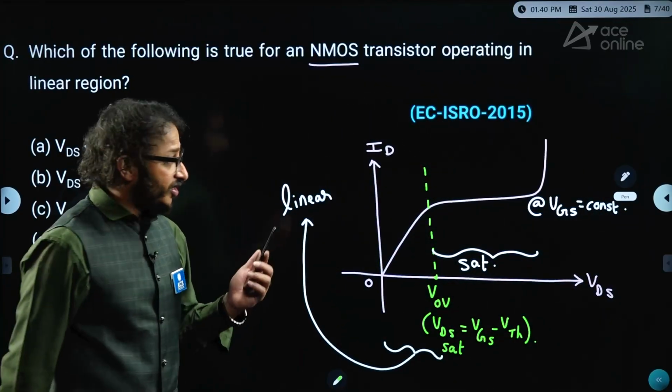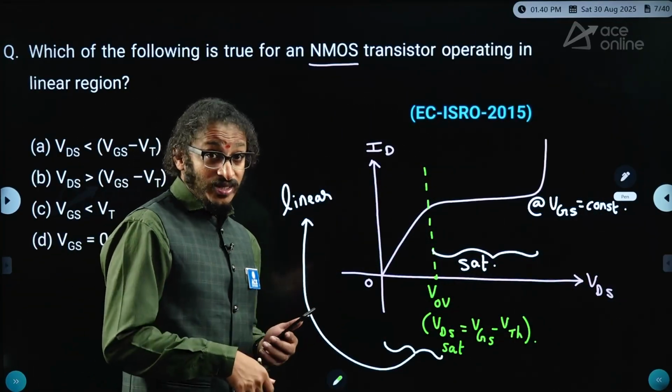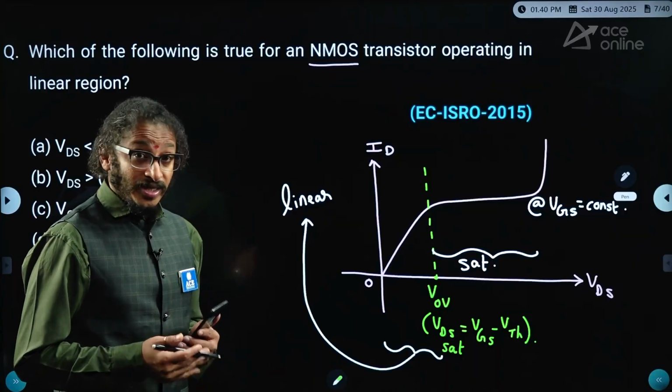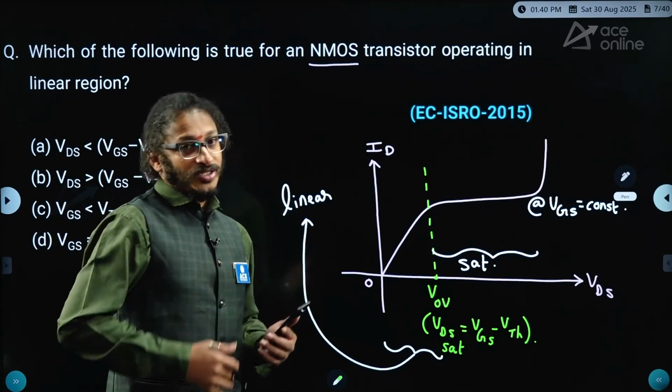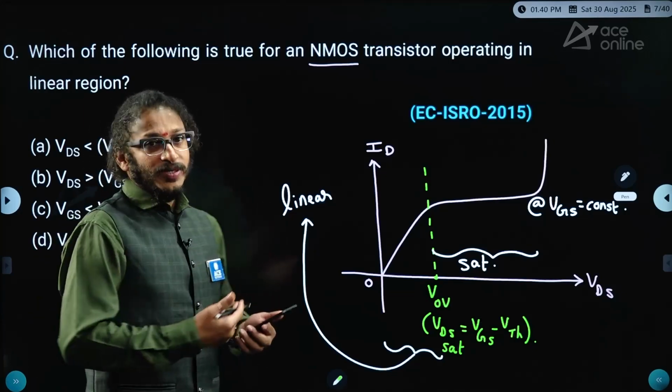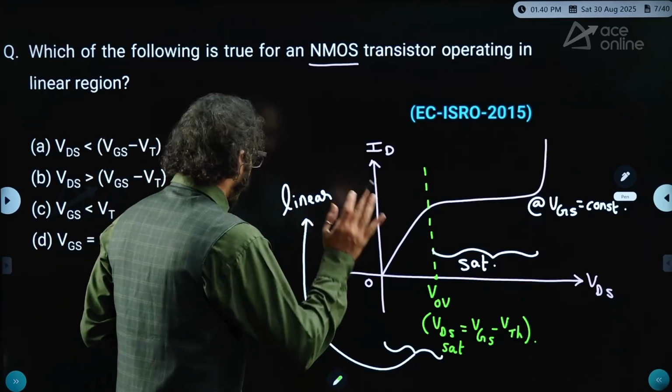But take care that VGS must be greater than VTH. Gate to source voltage must be greater than threshold voltage. Then only you could experience a channel in the MOSFET, because it is enhancement MOSFET. Okay, dear students?